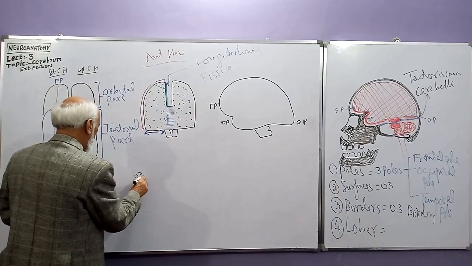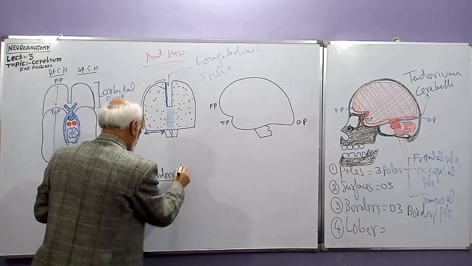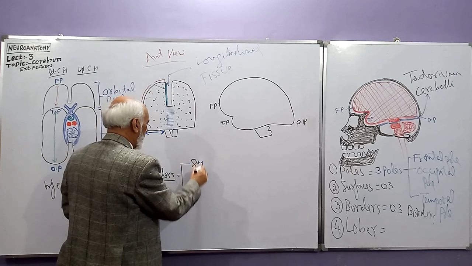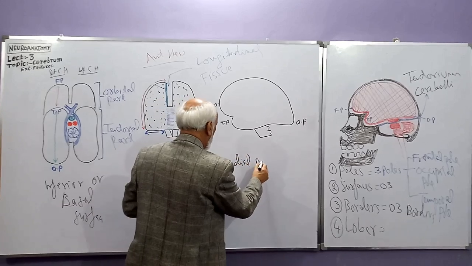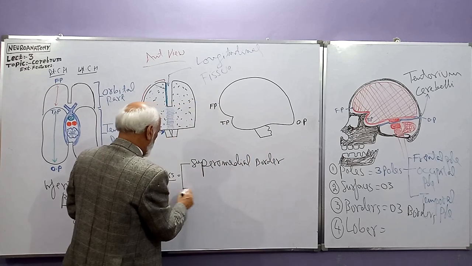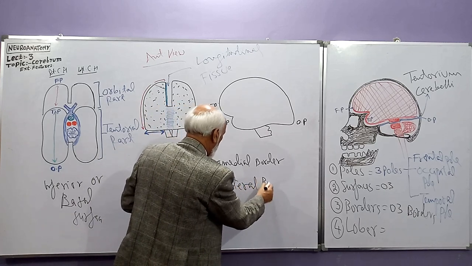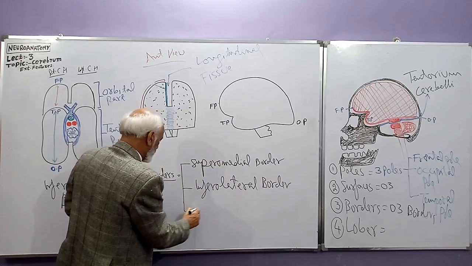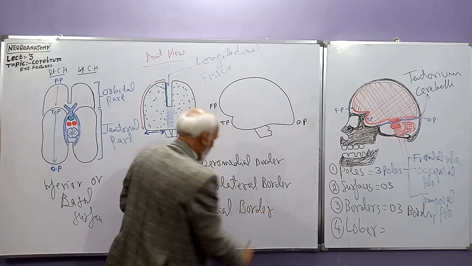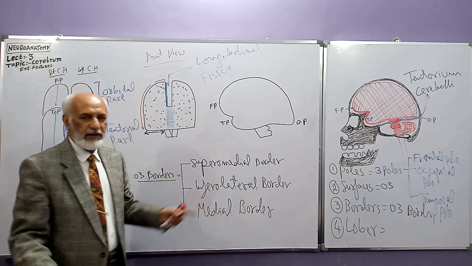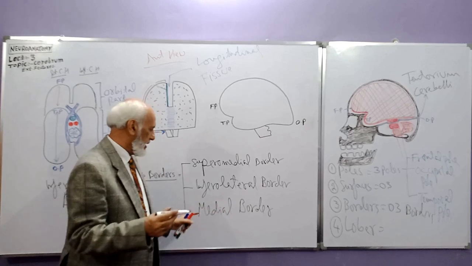What are the three borders of the cerebral hemisphere? Supralateral border, supramedial border, and infralateral border. And the third one is the medial border. So three surfaces are separated from each other by three borders: supramedial border, infralateral border, and medial border.